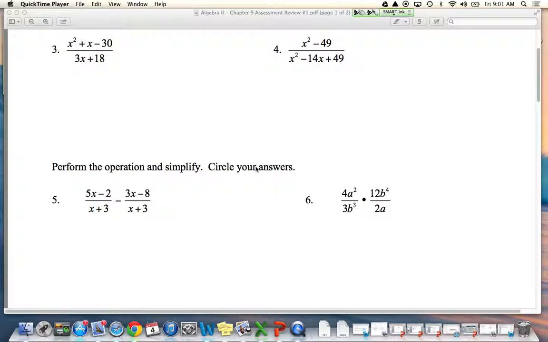We are going to do our first review packet. I'll go through each problem, just kind of go through how I'm thinking, and hopefully that helps out a bit. The first one's always a simplifying.